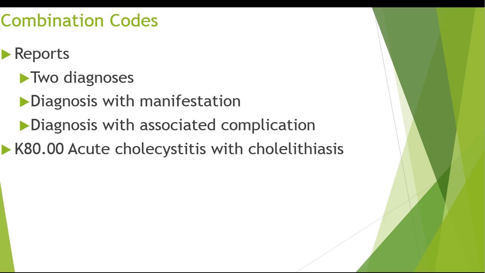Multiple coding should not be used when the classification provides a combination code that clearly identifies all elements documented in that diagnosis. If the combination code lacks the necessary specificity to describe the manifestation or maybe the complication, then you may have to add an additional code as a secondary code to be able to code that entire statement.